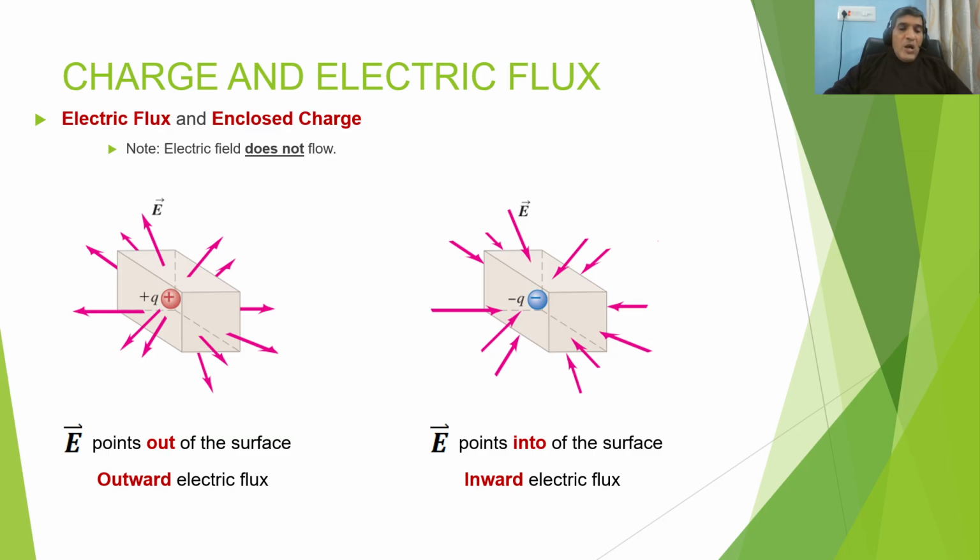So E points out of the surface, that is outward electric flux, and in the right hand side picture E points into the surface, that is inward electric flux. Electric flux here is generated only by the charge enclosed by the closed surface, and both surfaces have a single charge inside. So these two figures definitely have electric flux because they have a net charge inside these closed surfaces.